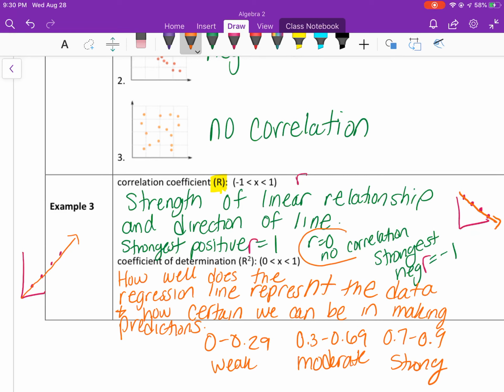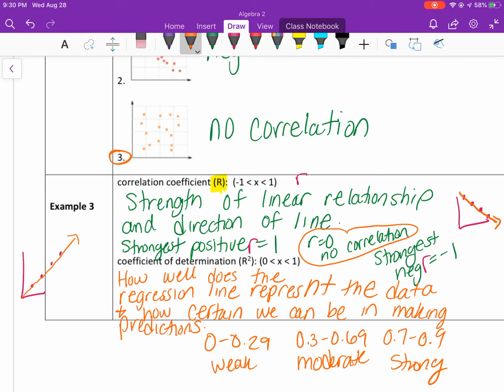And then r equals 0 is no correlation. So it would look like number 3 here. No correlation between the data. And then in between, if we have a correlation of like 0.5, we could say that it is a moderately strong correlation. Maybe about 50% of the data is being used, something like that.